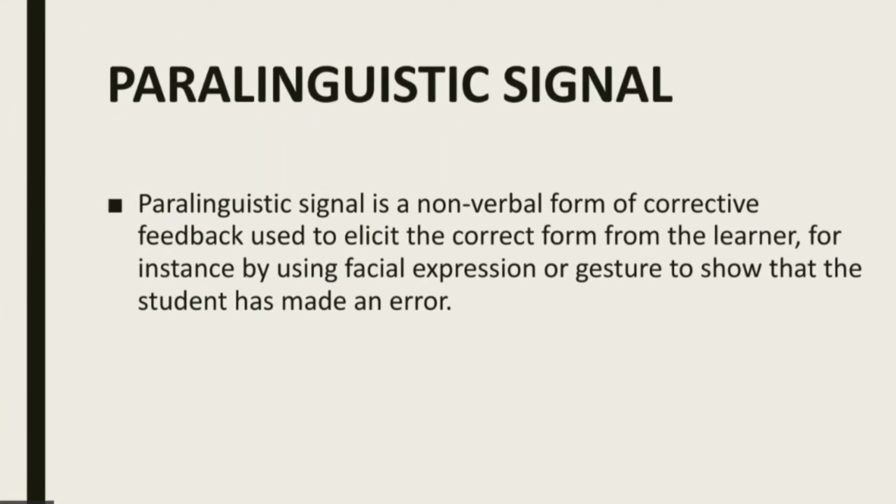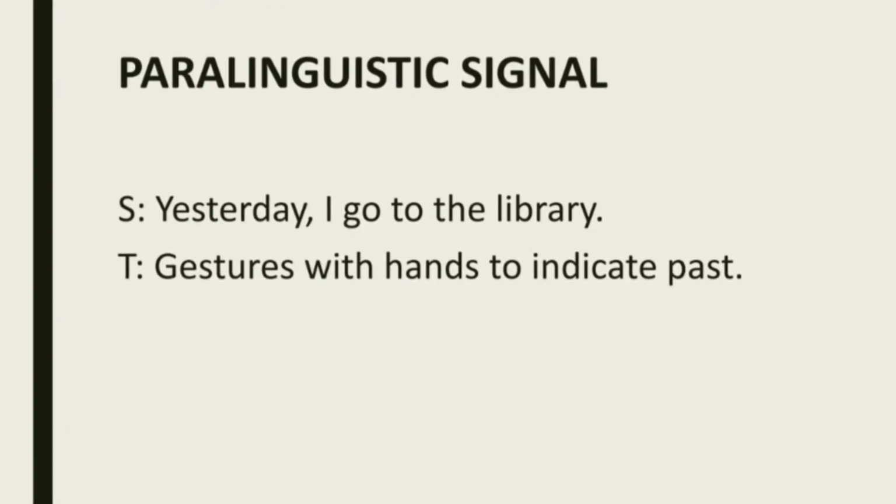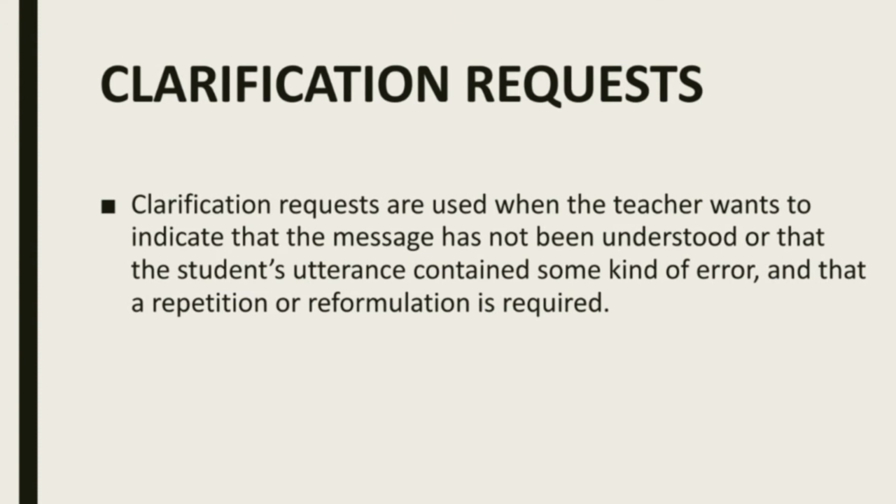Paralinguistic signal. Paralinguistic signal is a nonverbal form of corrective feedback used to elicit the correct form from the learner. Here's an example of using paralinguistic signals in a classroom setting. Student, yesterday I go to the library. Then the teacher gestures with hands to indicate the past. This form of corrective feedback uses signals such as facial expression or hand signals to indicate the error. So similar to what was used by the teacher in the example, it is to show that the student has made an error.